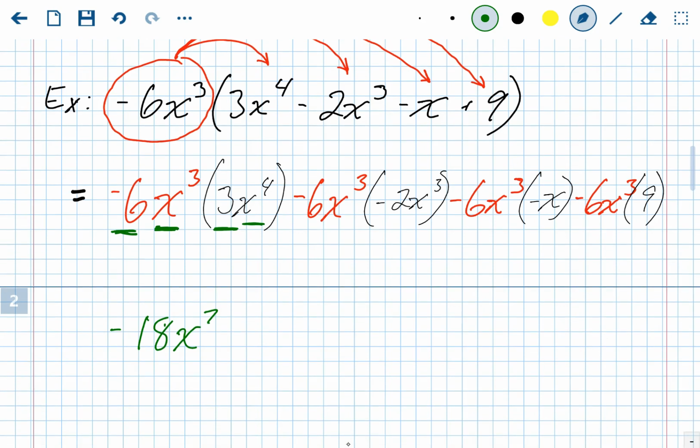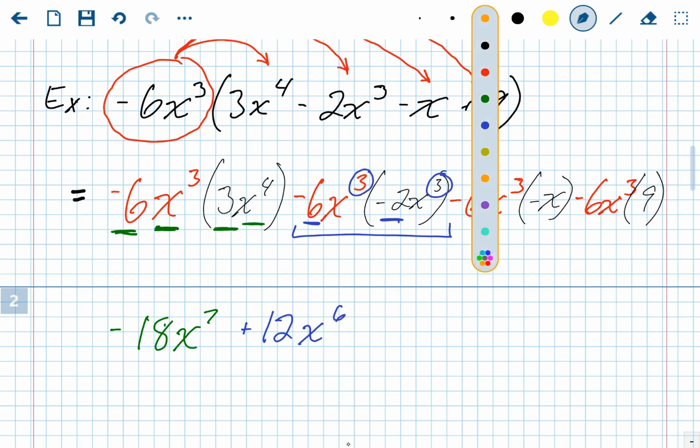So same thing on the next one. We have negative 6x to the third times negative 2x to the third. Again, numbers multiply with numbers. Negative 6 times negative 2 gives us positive 12. And then the x exponents we're going to add. We got 3 and we got 3. 3 plus 3 gives us 6. So 12x to the sixth. Okay. Next term. Negative 6x to the third times negative x.